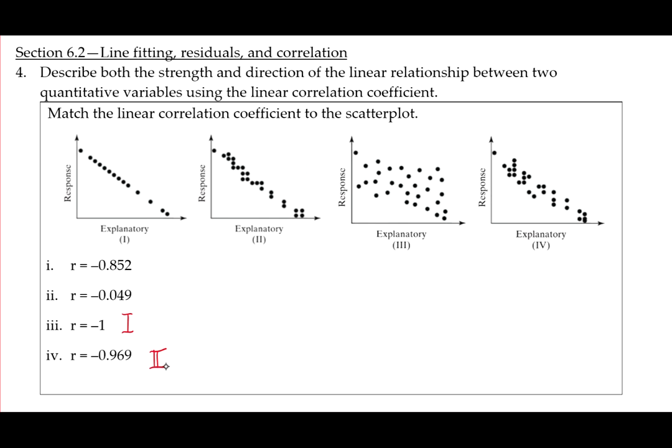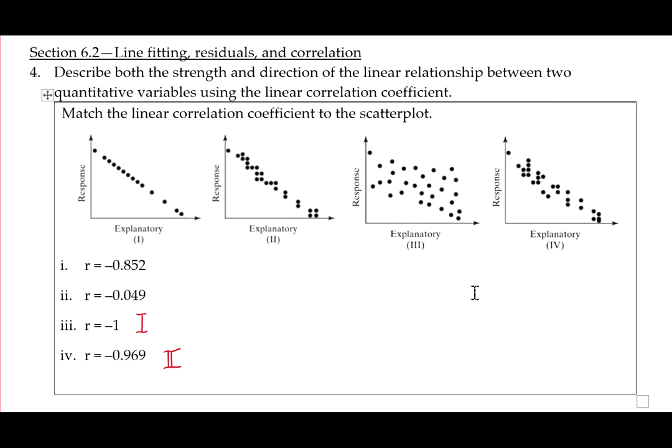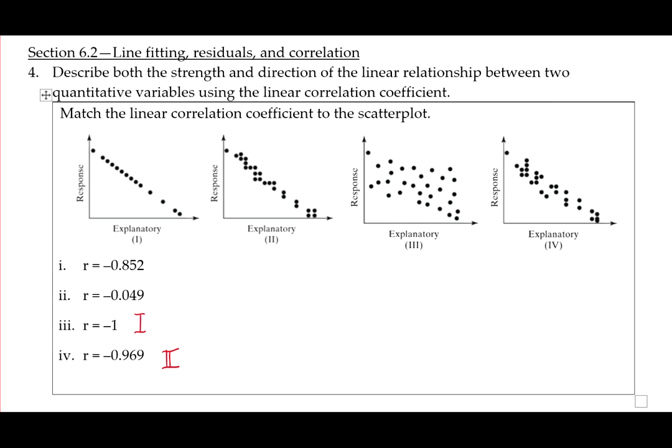The third scatter plot has a pretty weak relationship. It's looking more like a horizontal cloud than really a linear relationship. So that's going to be an R close to 0, which is an R of negative 0.049.